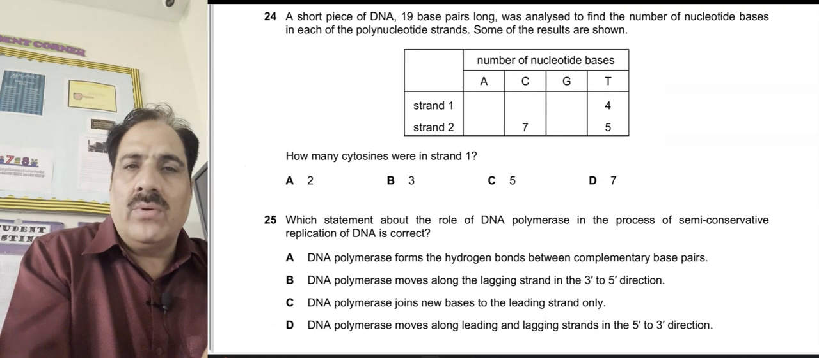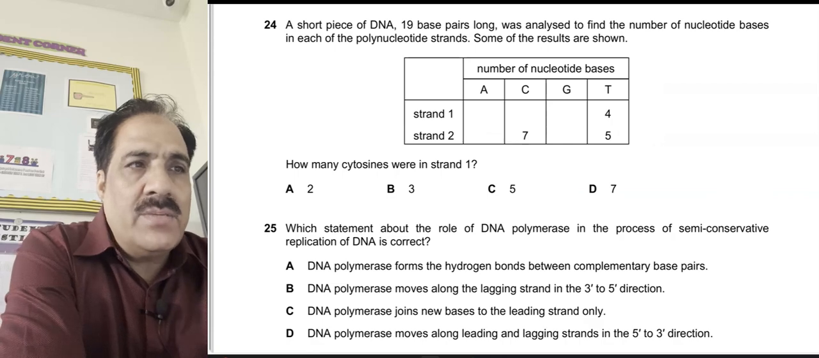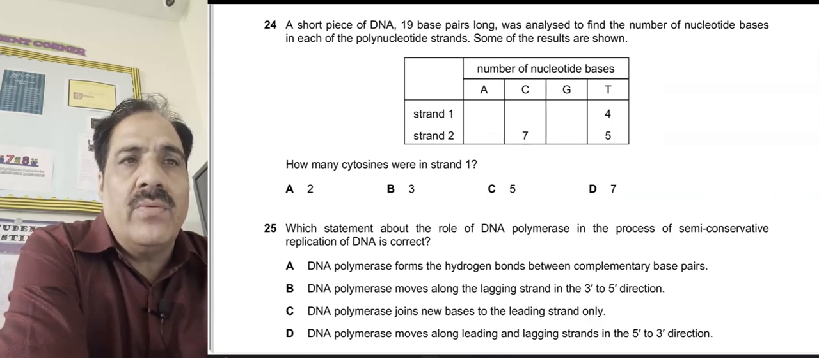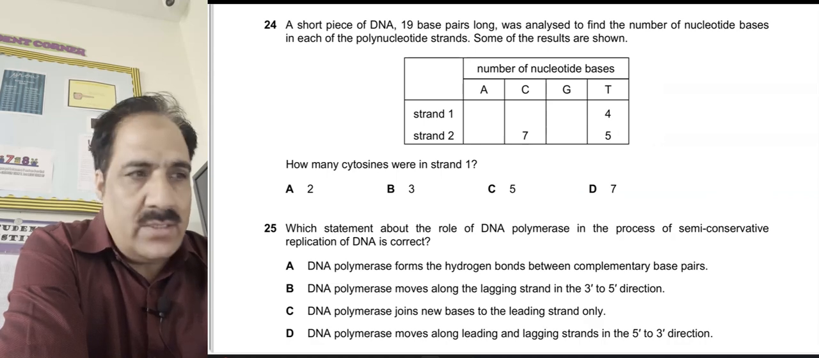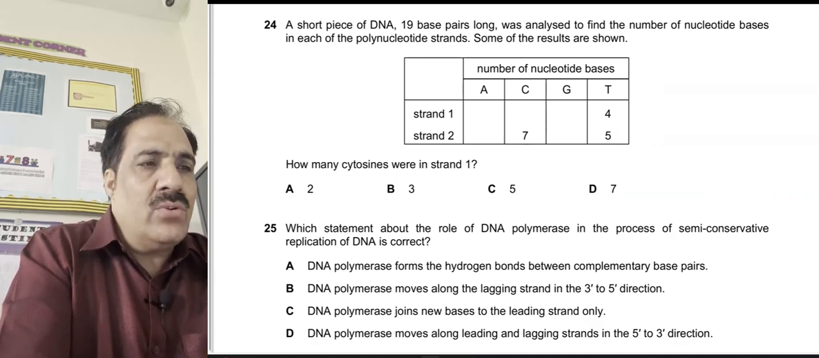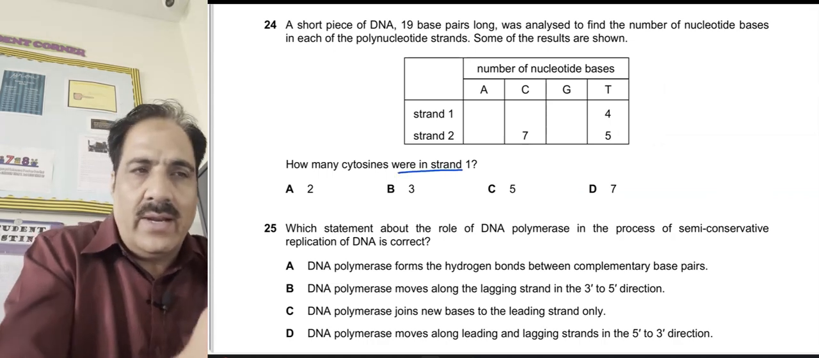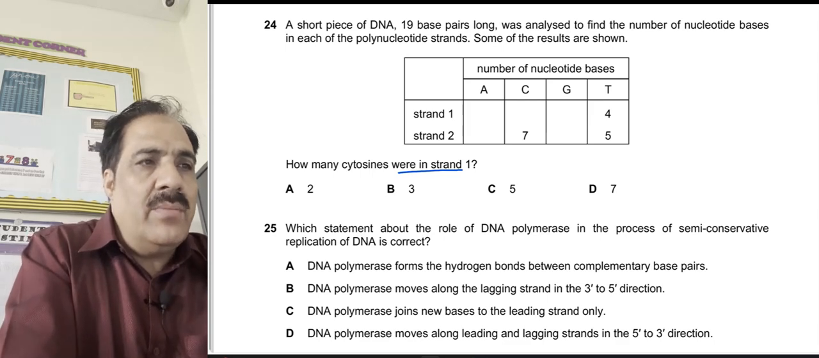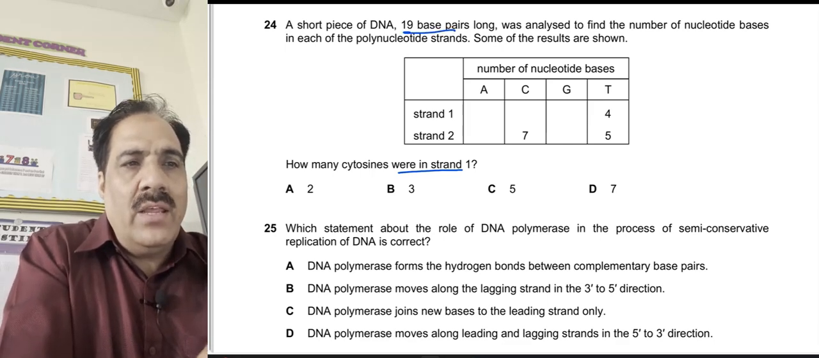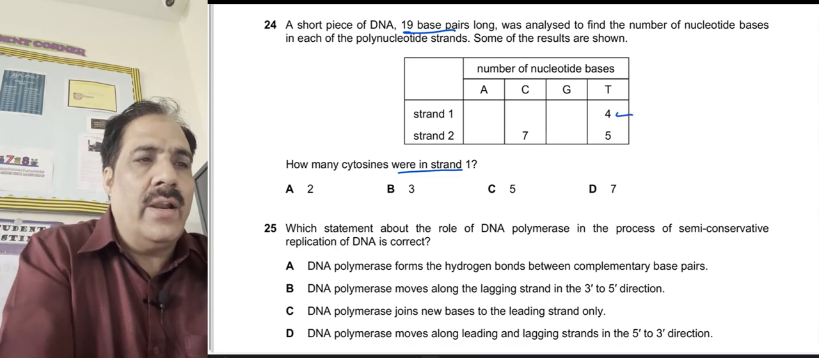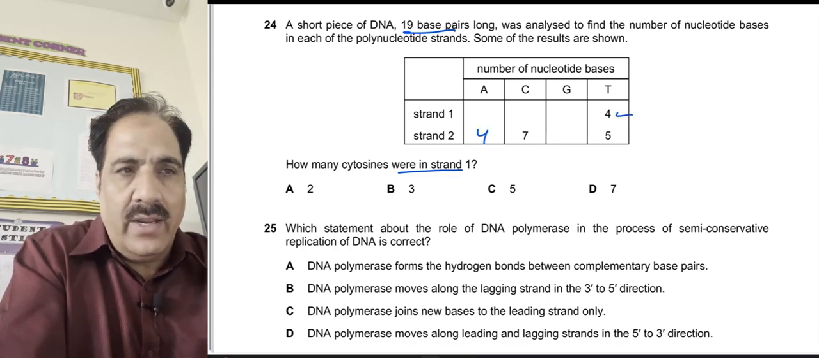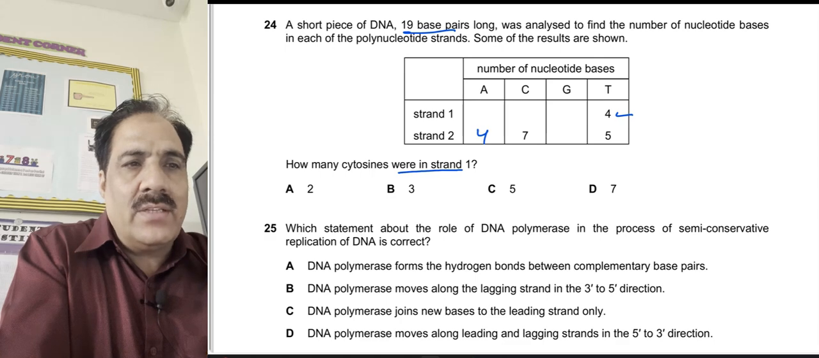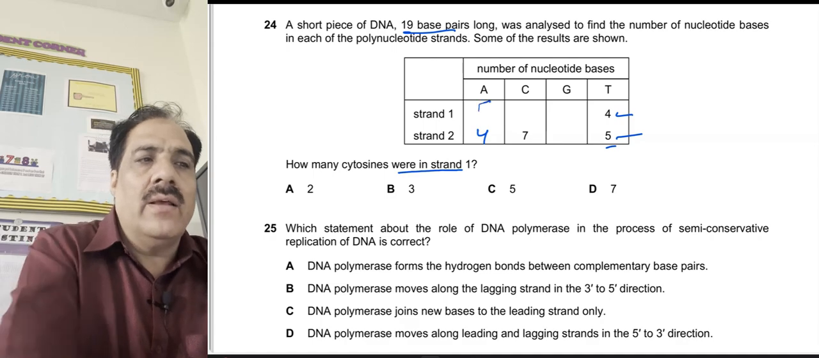Moving to question number 24. A short piece of DNA, 19 base pairs long, was analyzed to find the number of nucleotide bases in each of the polynucleotide strands. Some of the results are shown. How many cytosines were in strand 1? First of all, this is 19 base pairs long. If we have 4 thymine here, in strand 2 there will be 4 adenine, because thymine always bonds with adenine. If we have 5 thymine here, we will have 5 adenine in strand 1.